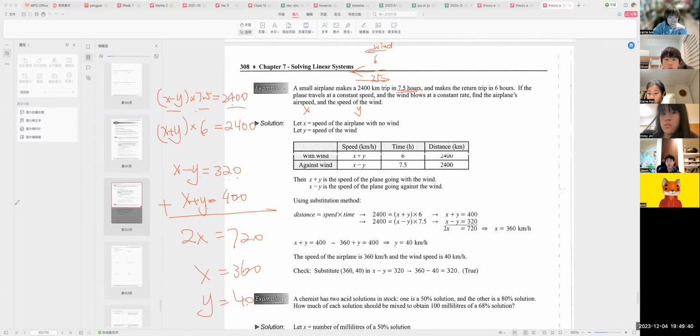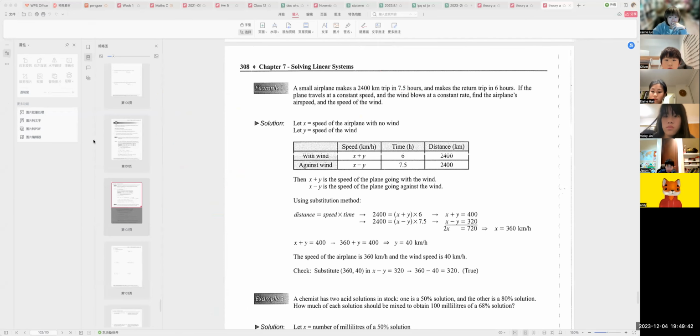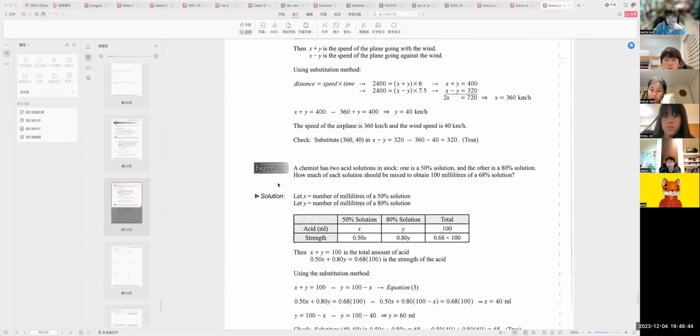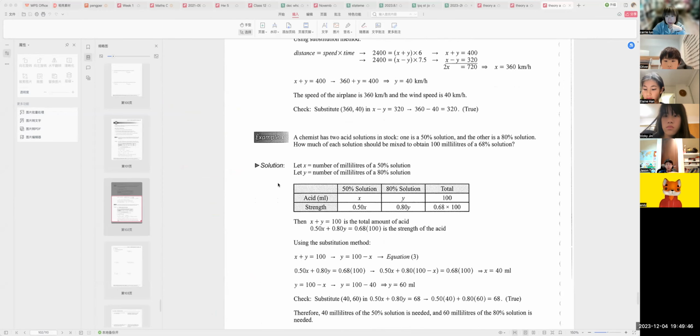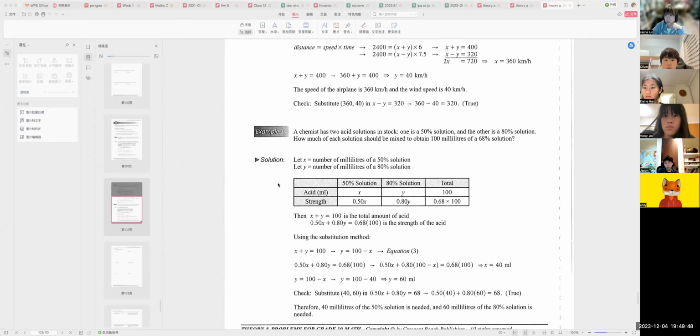Got it, everybody? So if you understand, we're going to go through the next one. Example 3. A chemist has 2 acid solutions in stock.